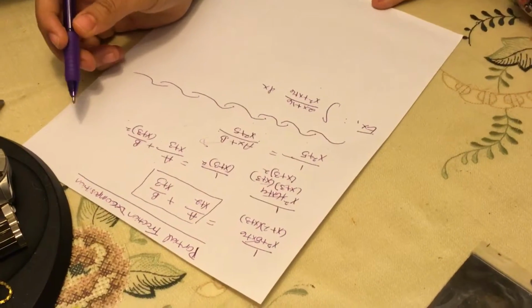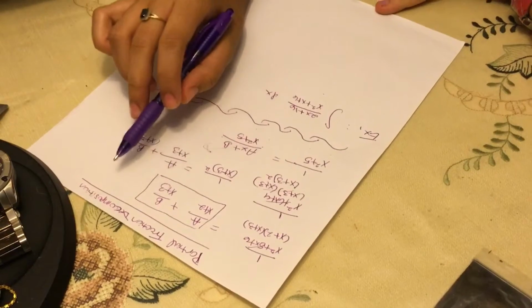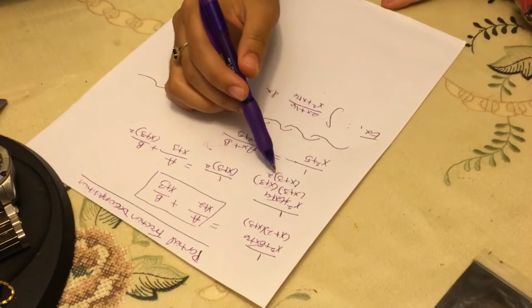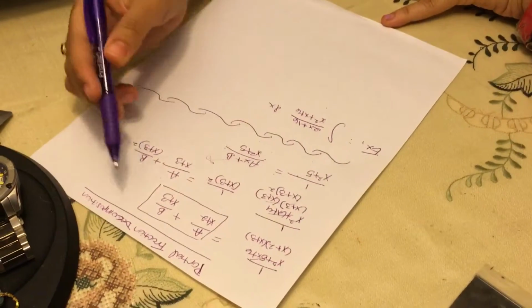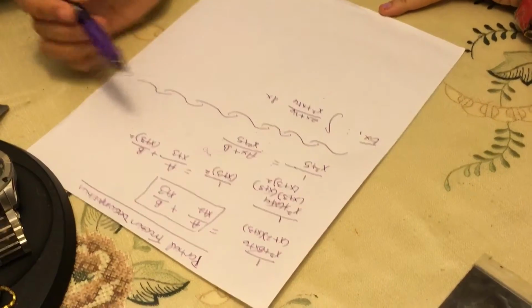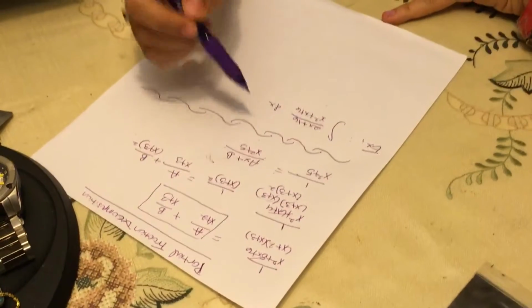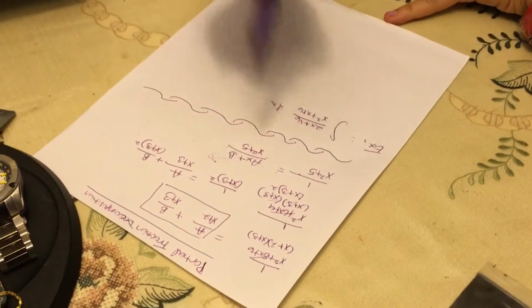And you can only use partial fraction decomposition if it's a proper fraction. If it's an improper fraction, you should divide the fraction and then use partial fraction decomposition with the remaining fraction.